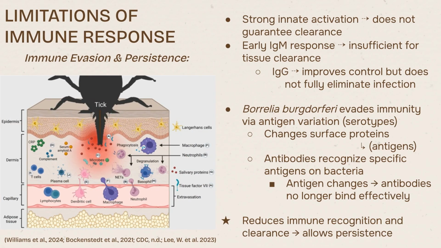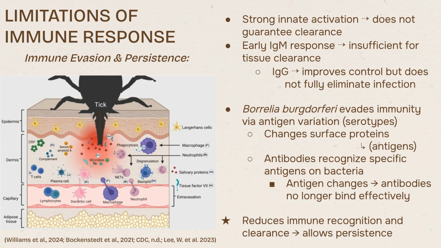Although the immune system mounts both innate and adaptive responses, there are important limitations. From the innate data, we saw strong activation of dendritic cells and high TNF alpha production, but this alone does not guarantee that the bacteria are cleared. From the adaptive data, IgM antibodies are produced early, but they are not sufficient for clearing bacteria from tissues. IgG antibodies develop later and improve control of the infection, but even those more specific antibodies do not fully eliminate the bacteria. One important immune evasion mechanism is antigen variation.